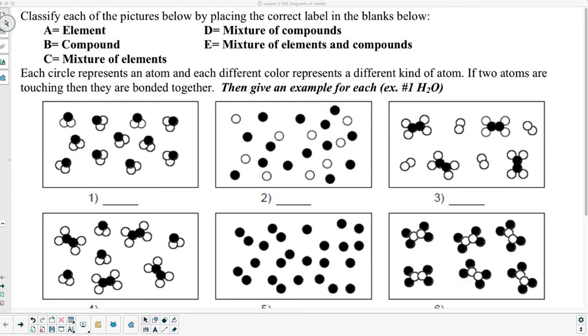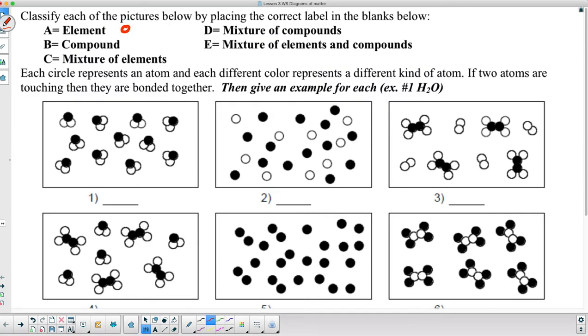All right, class, this is worksheet 2.3 from Edpuzzle 2.3. We're classifying, taking a look at models as to how we can represent elements and compounds and mixtures. So take a look up at the top here. I've got to show you that up here we're talking about an element. We can talk about an element that looks like that. Notice it's a singular thing.